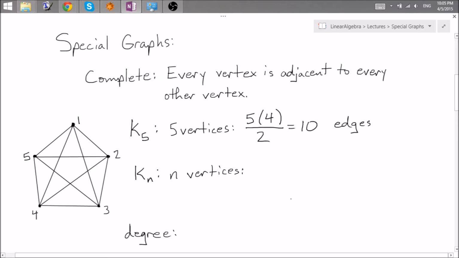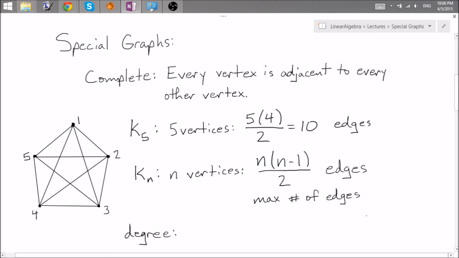Now in the complete graph on n vertices, there are n ways to choose the first vertex. And now when we choose the second vertex in a pair, there are only n-1 remaining vertices. And again, we don't want to double count because the order doesn't matter. So we divide by 2, and that's the number of edges in the graph. This is the maximum number of edges in a graph. And the complete graph contains that maximum number.